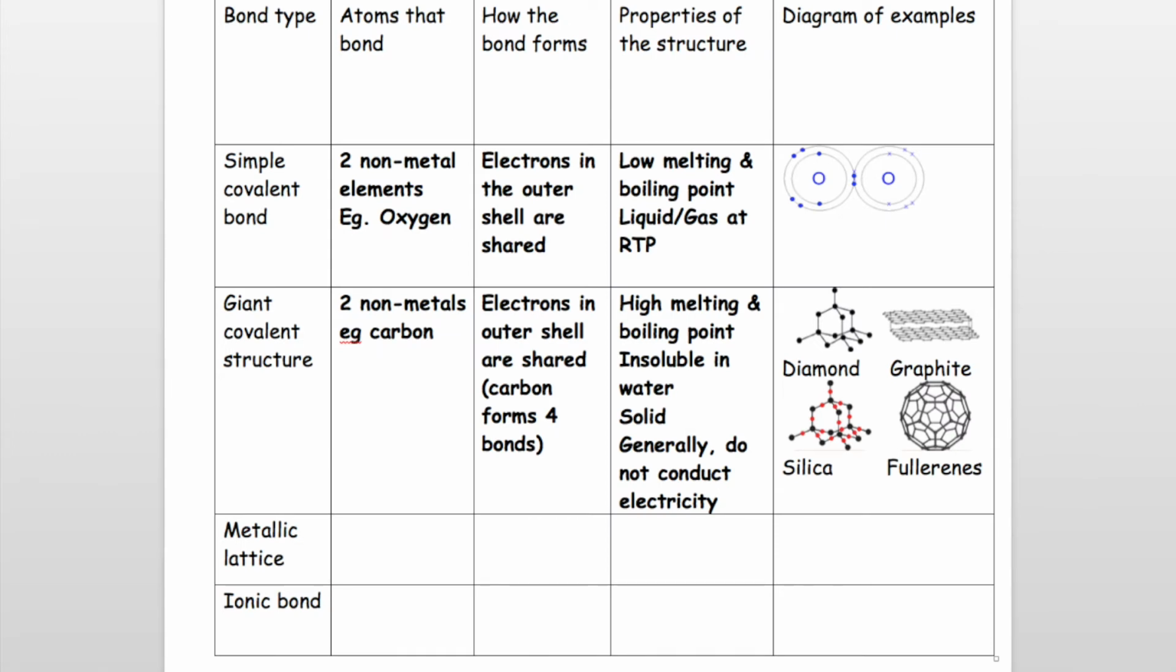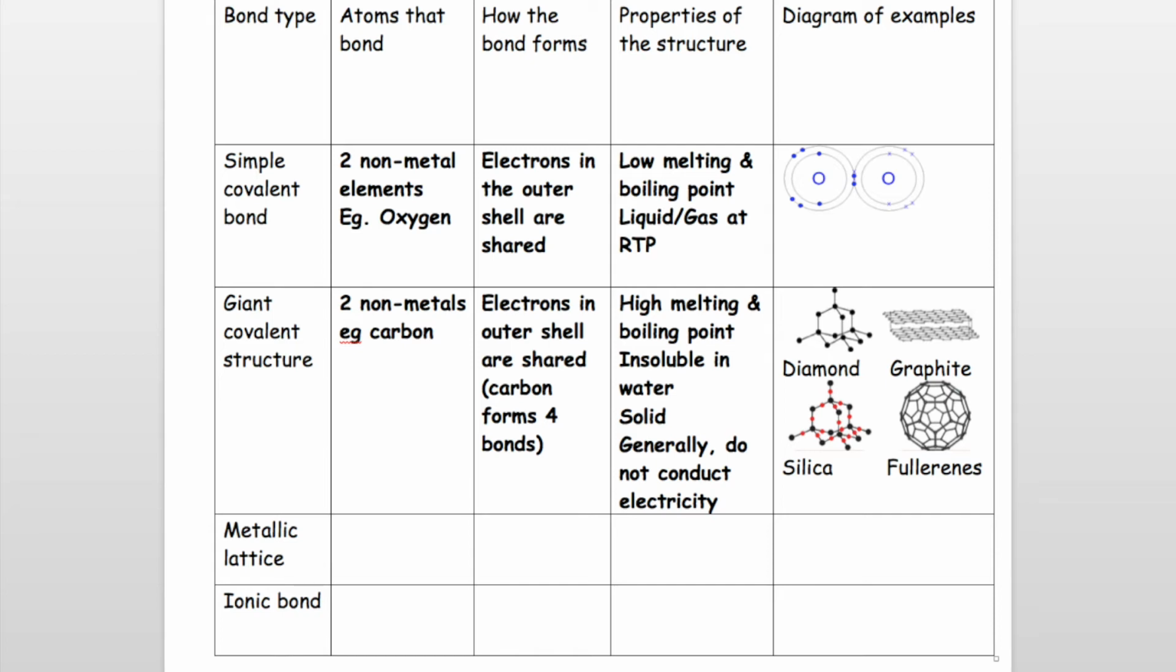Now we'll move on to giant covalent structures. Again, these require non-metals, however, unlike simple covalent bonds, many atoms will be used in the structure. Your examples are as shown: diamond, graphite, silica and fullerenes. As you can see, these contain many carbon atoms. They require the electrons to be shared in the outer shell to form the bond. It's important to remember that carbon can form 4 bonds. This is relevant when talking about its properties.